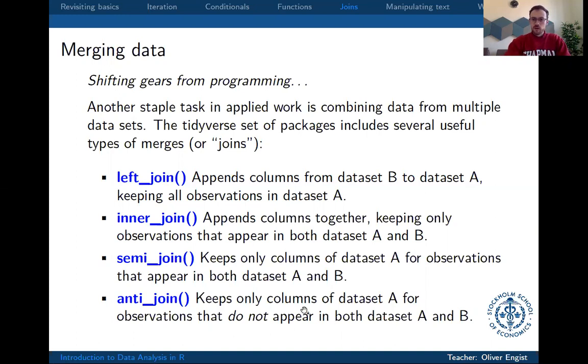The anti-join is also a filtering command. It will just do the exact opposite. It will check whether an observation in dataset A appears in dataset B, and if so, it will delete it, and it will only keep those that do not appear in dataset B. So let's look at some examples.